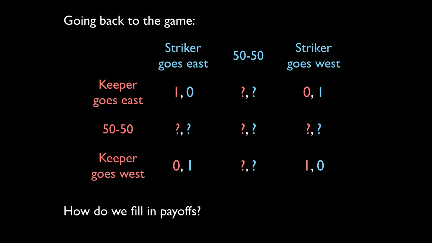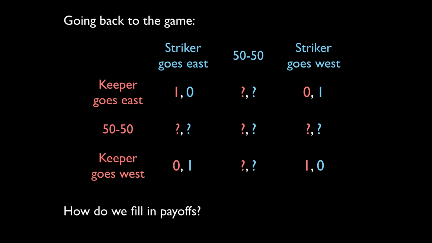Keeper goes east. Striker goes east. What's happening is the keeper's going half the time playing here and half the time playing here, and the striker's playing east all the time, so I'll put a big 1 there. See what I'm doing? Half the time the keeper's going east, half the time west. The striker's going east all the time.